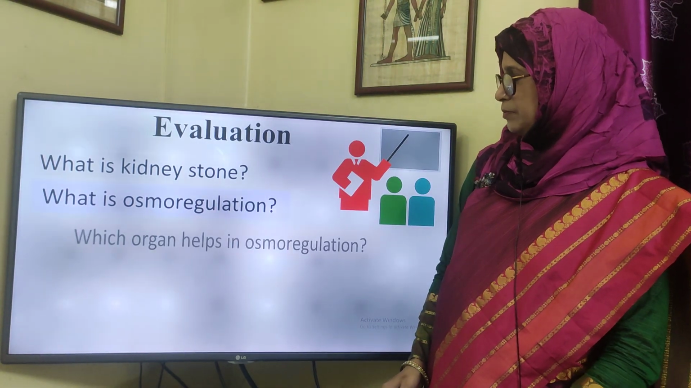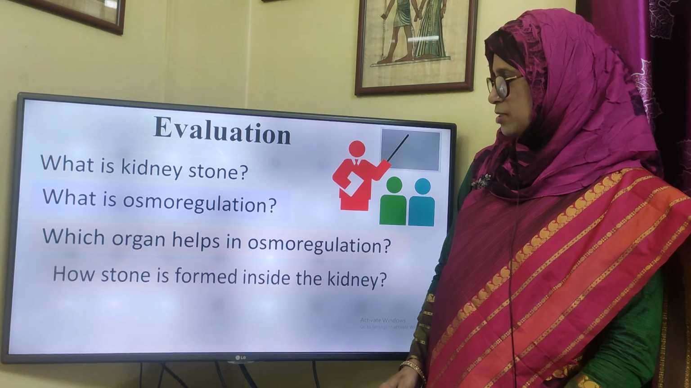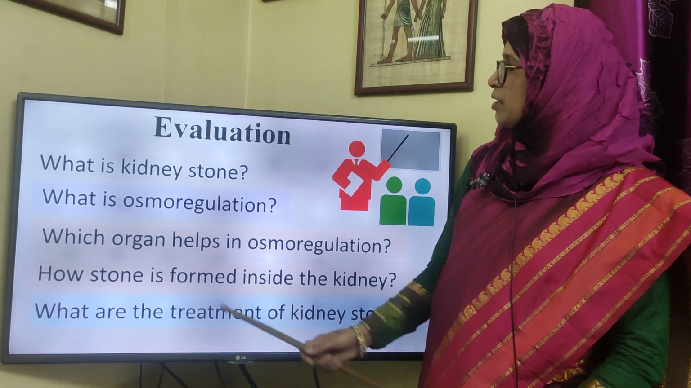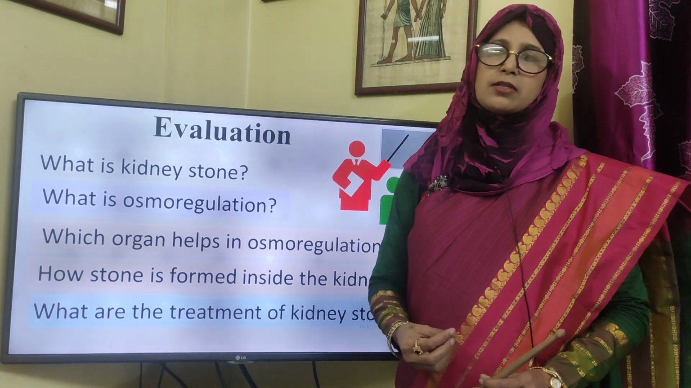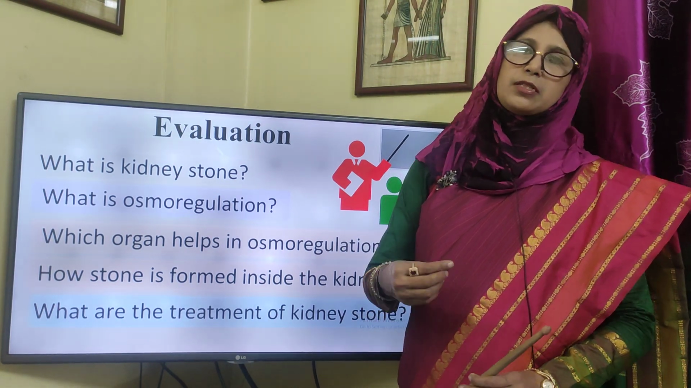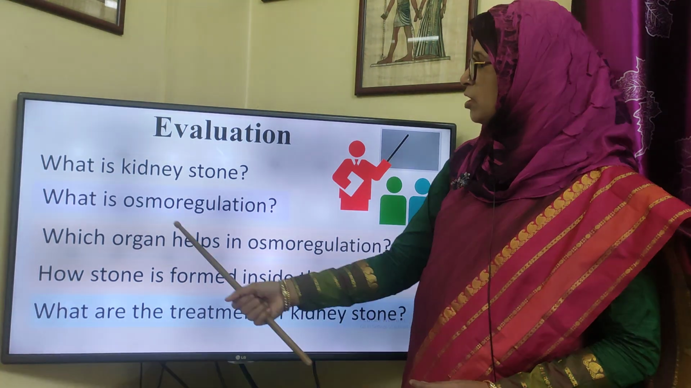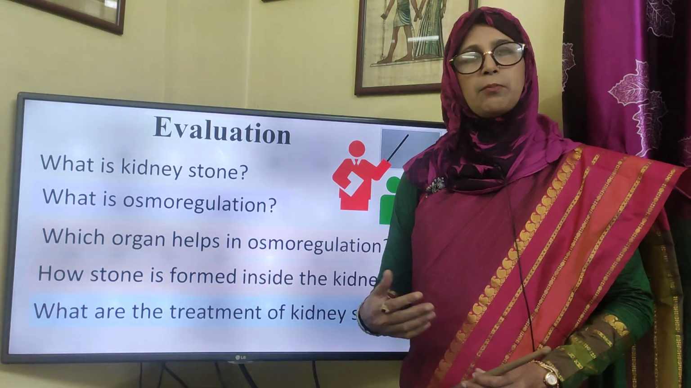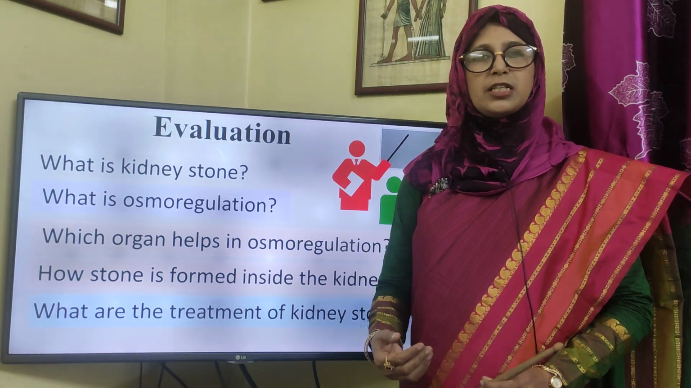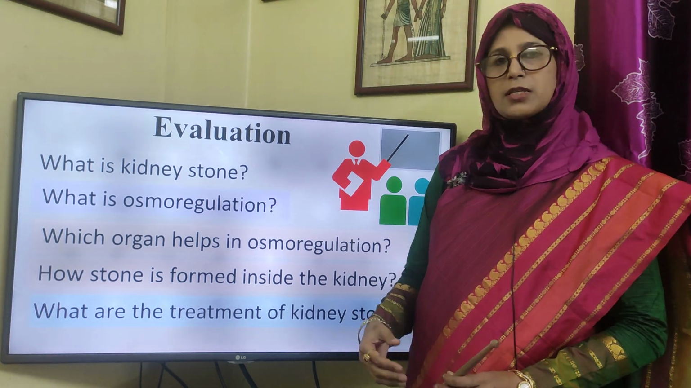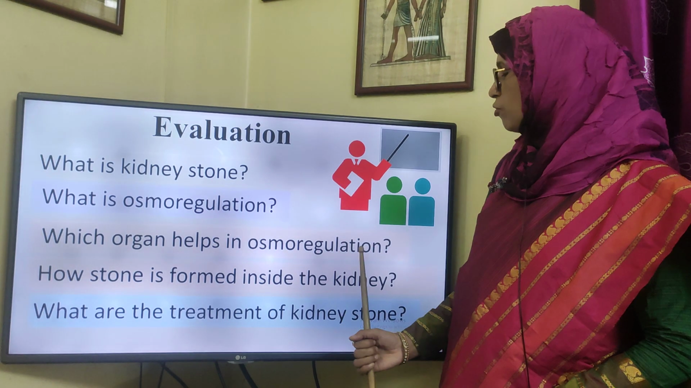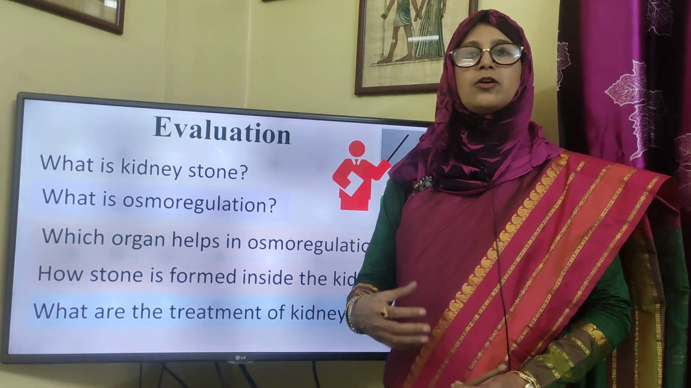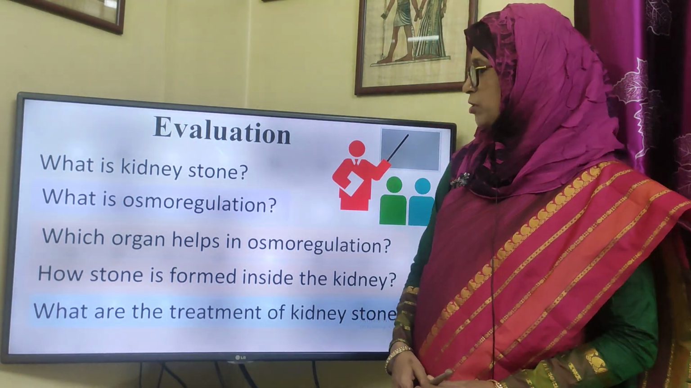Now the evaluation: what have you learned in today's lesson? What is a kidney stone? When a stone-like substance is formed or produced inside the kidney, it is known as a kidney stone. What is osmoregulation? The balance of water through the kidney, especially in the glomerulus inside the human body, is known as osmoregulation. And which organ helps in osmoregulation? The glomerulus helps in osmoregulation.